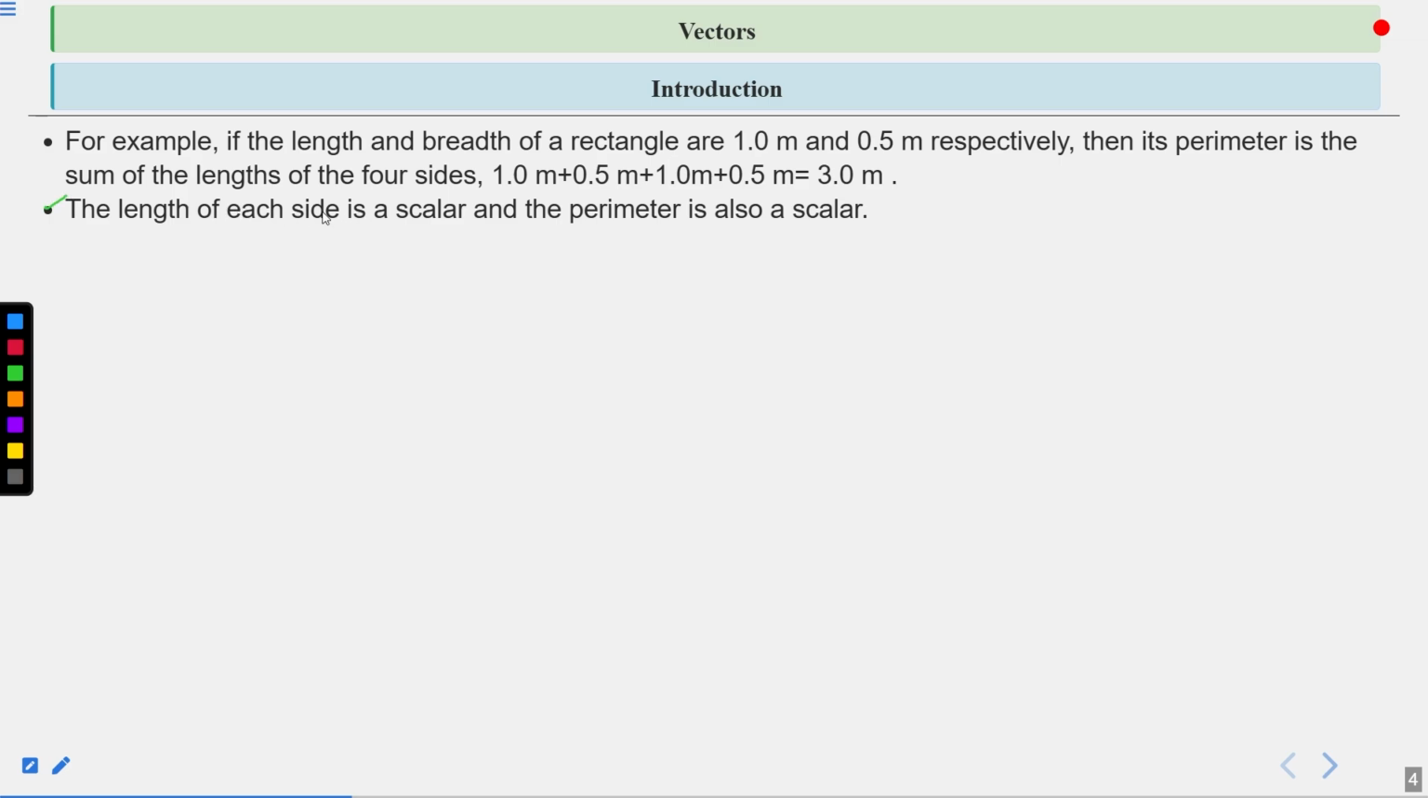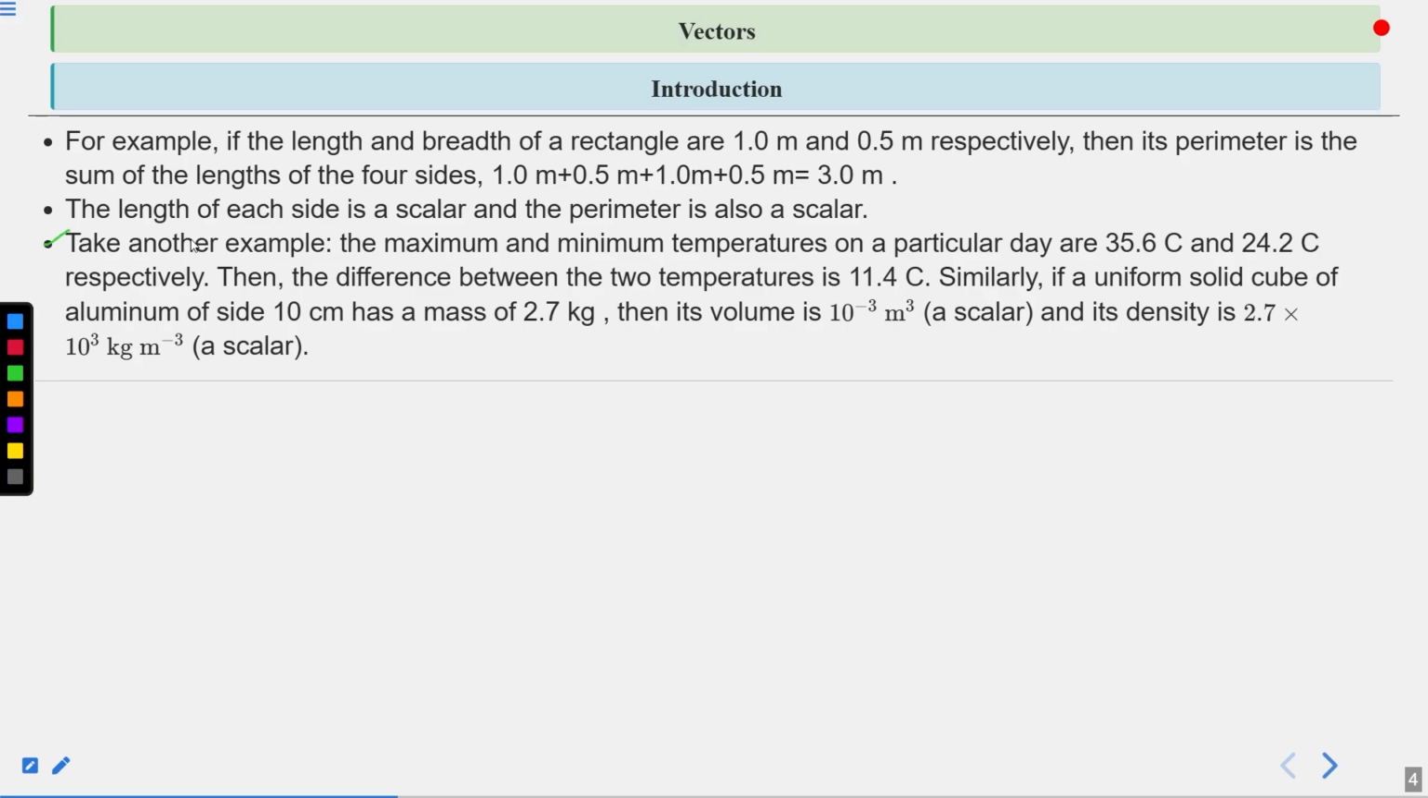The length of each side is a scalar, and the perimeter is also a scalar because it has only magnitude. Clear? Take another example.